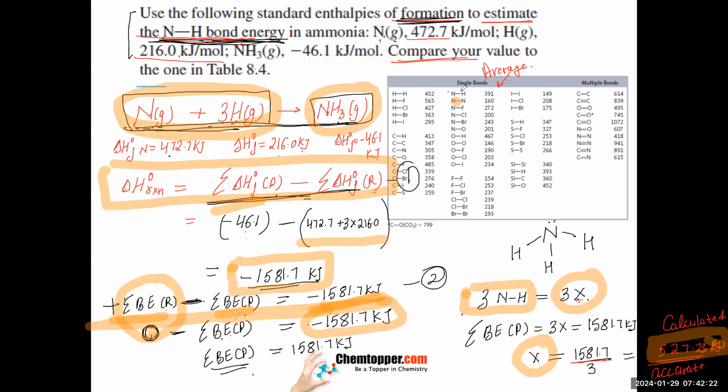Now the reason why they are different is that in the table we have average bond enthalpies. Yes, Shrihan. The value which we have calculated is actually the value in this particular molecule, but the value which is given in the table is average. That is the reason these values are not matching. But they are close. They don't differ by a factor of 1,000, right? It's not that this is 391 and that is 500. It's okay. It's close, right?